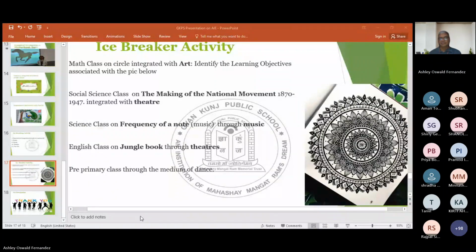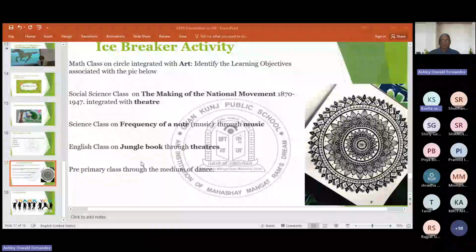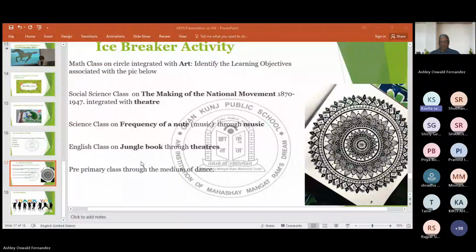Sir, you said how a social science class on national movement can be integrated with theater. Yes. Sir, we can act on stage by showing major movements. We have major movements like the civil disobedience movement, the Quit India movement. Students can play roles. We can also do role play.